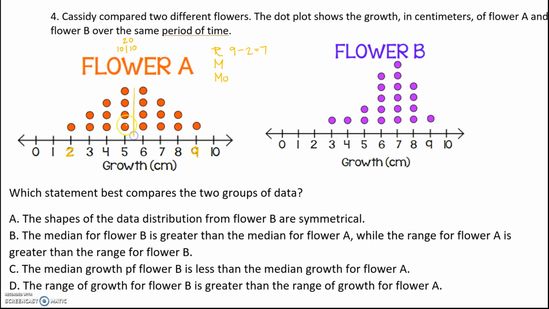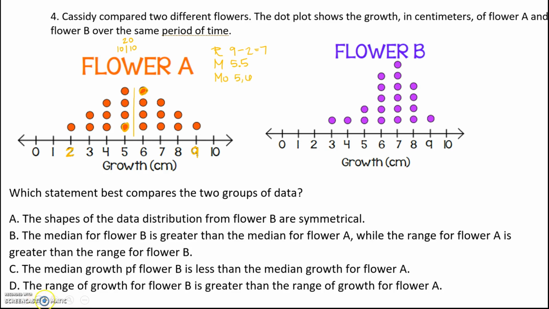So that means it's going to be between this dot and this dot, right? 1, 2, 3, 4, 5, 6, 7, 8, 9, 10. So it's between 5 and 6. So what's between 5 and 6 is 5.5. And then mode, well, there are 2 with the most dots, so it's going to be 5 and 6.